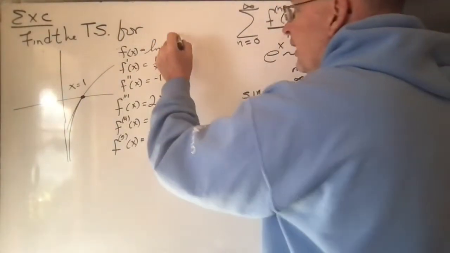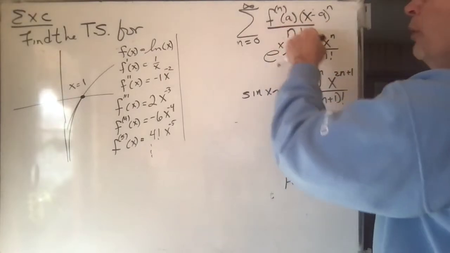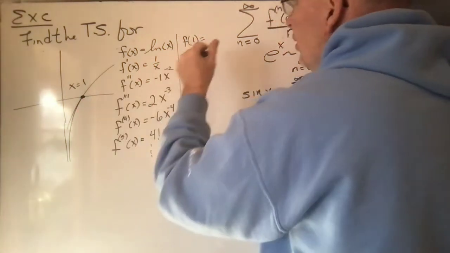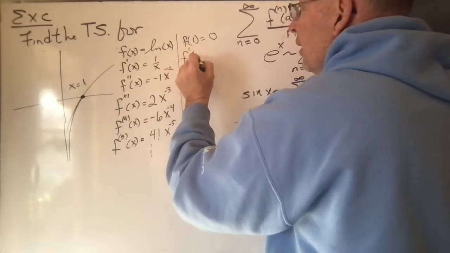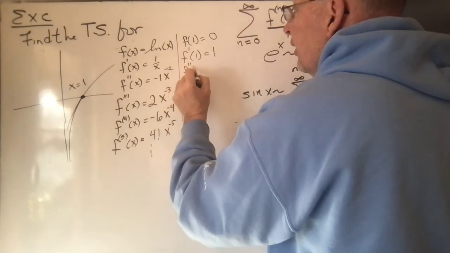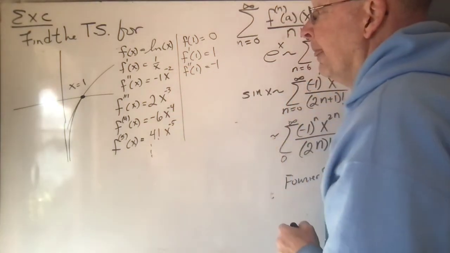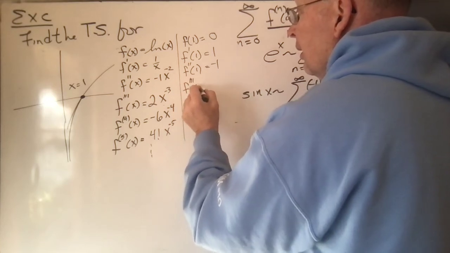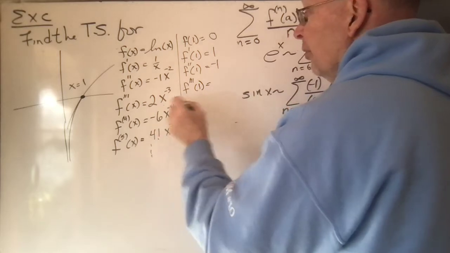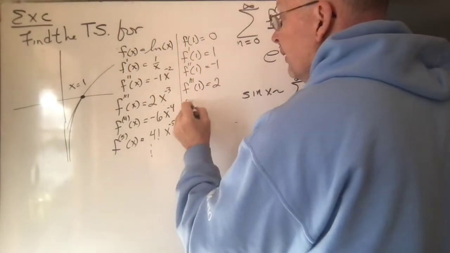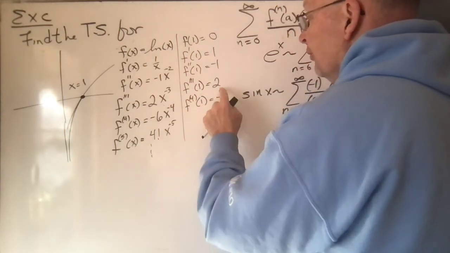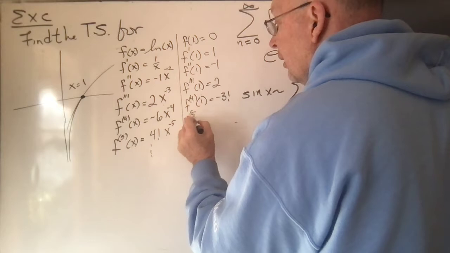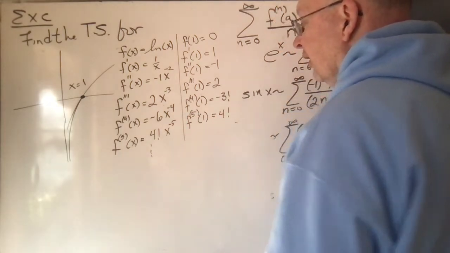Okay? So now we evaluate each of those things at 1. f of 1 is going to be what? 0. f prime of 1 is 1. The second derivative at 1 is going to be negative 1. Then these are all easy. Stick a 1 in there. Then f triple prime at 1 is going to be a positive 2. The fourth derivative at 1 is going to be a negative 3 factorial. The fifth derivative at 1 is going to be a positive 4 factorial, and so on.